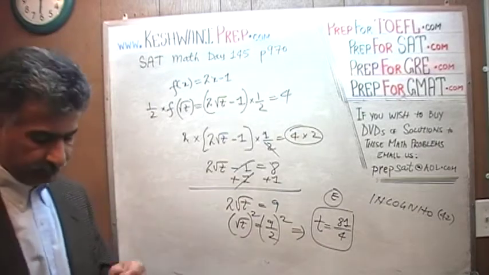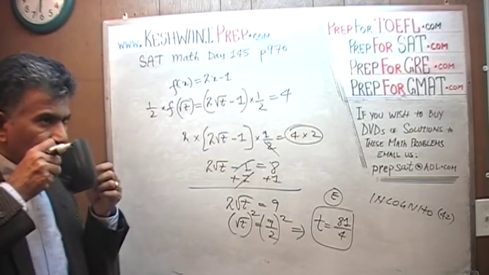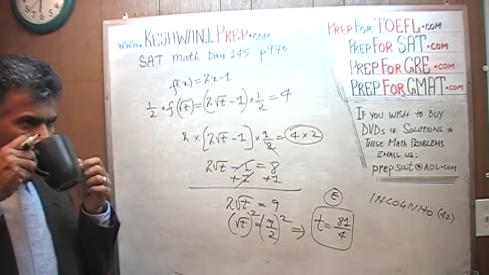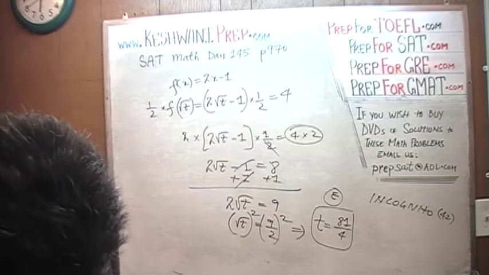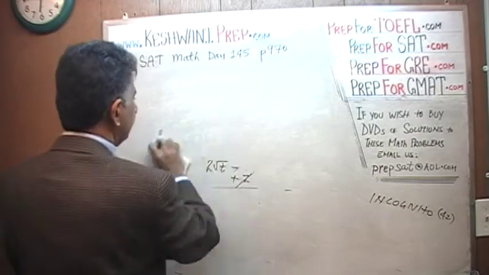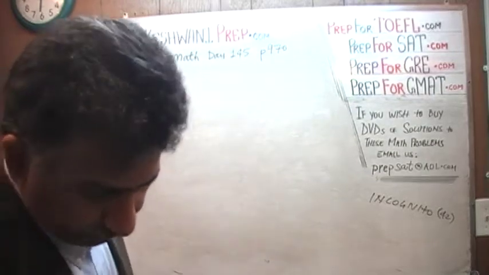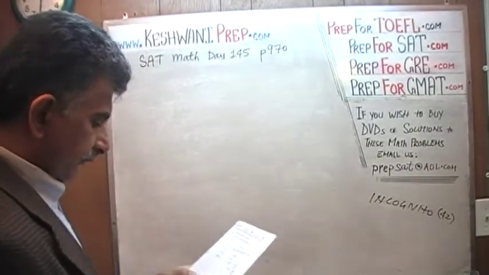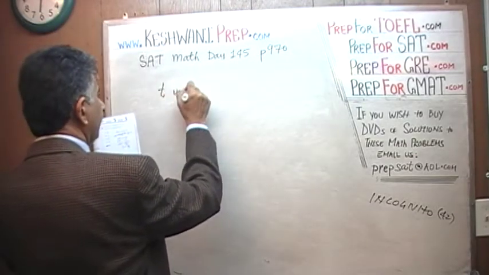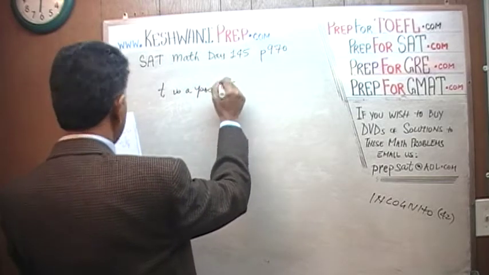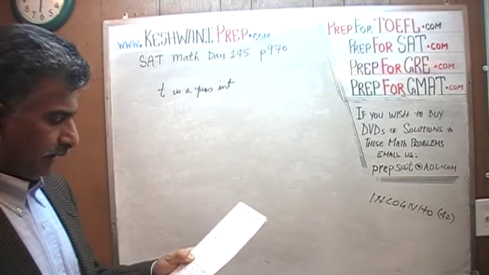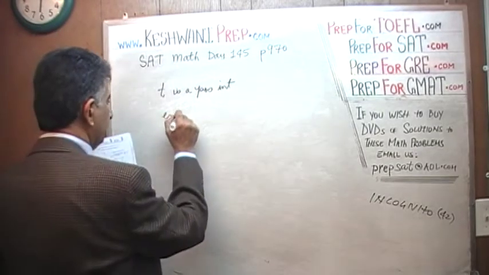Let's move on to the next one, the last one on the page, number 20. In number 20 we are told that k is a positive integer, and we are being asked which of the following must represent an even integer.